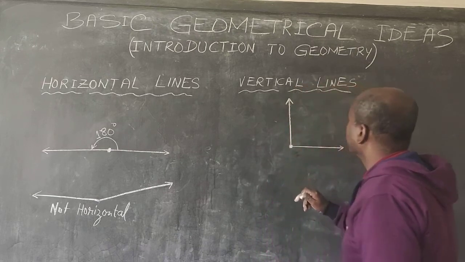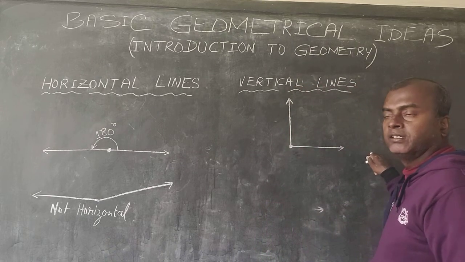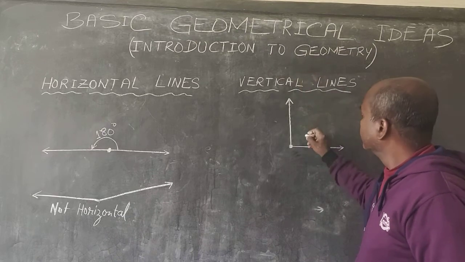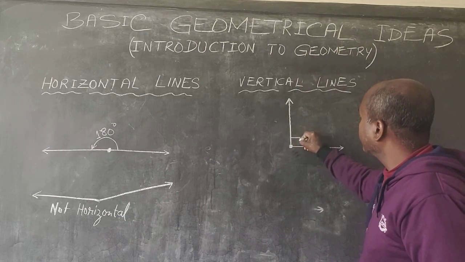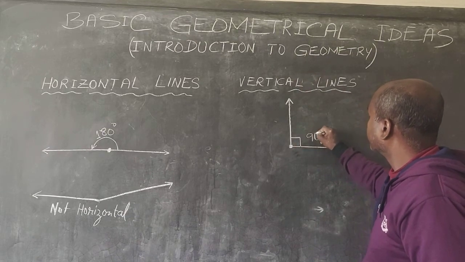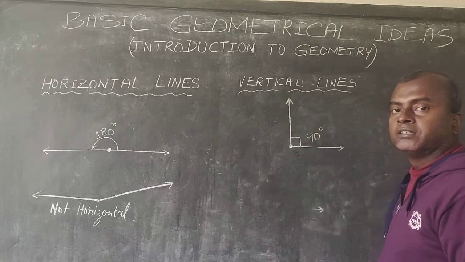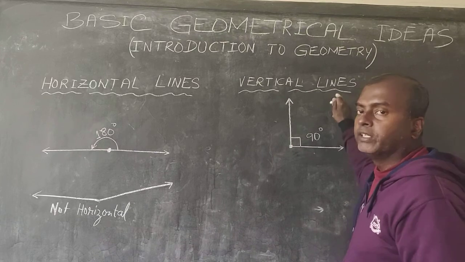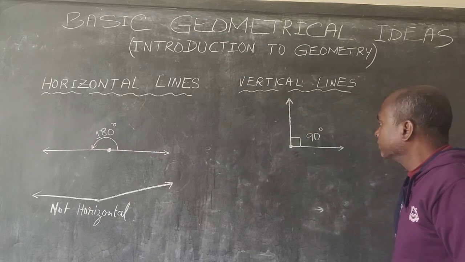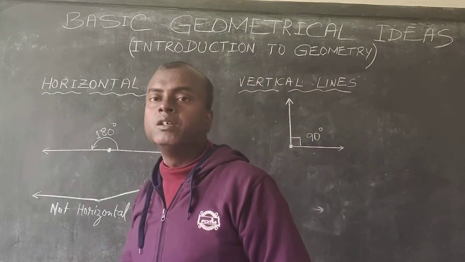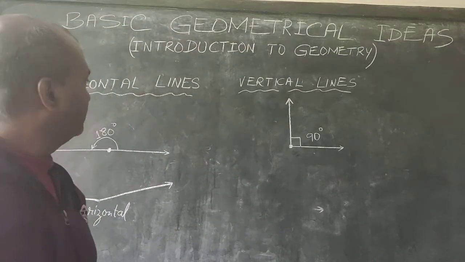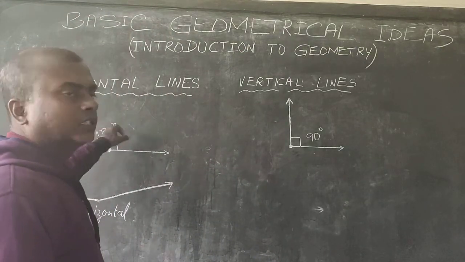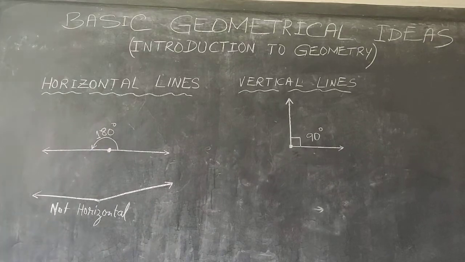See, I have drawn two rays. This is one ray, this is another ray, in such a way that the angle made between them is 90 degrees. Then we call these two vertical lines. Keep this in mind: vertical line means 90 degrees, horizontal line means 180 degrees.